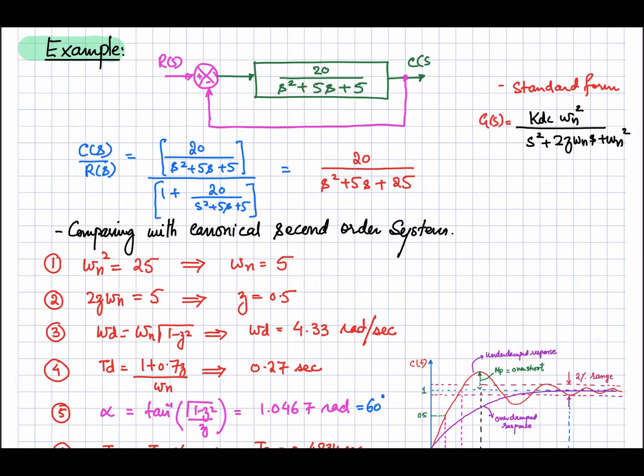Bismillahirrahmanirrahim. In this video, we are going to discuss some examples related to the step response of the second order system. The system block diagram is shown in front of you. The input is R of S, the output is C of S. This is the transfer function of the system, and there is the unity feedback, right?